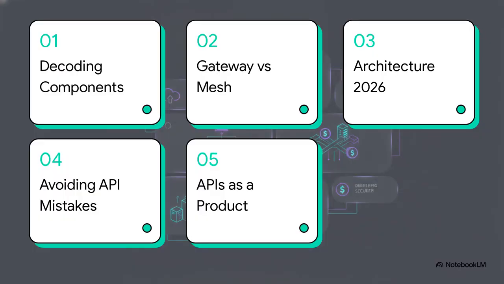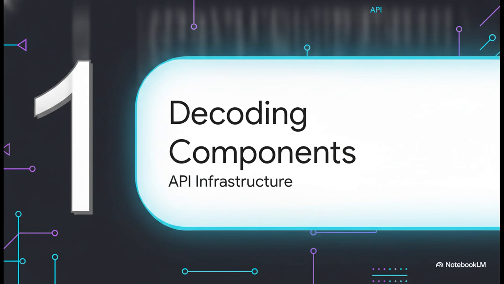Here's our agenda. 1. Decoding components. 2. Gateway versus service mesh. 3. Architecture for 2026. 4. Avoiding API mistakes. And 5. APIs as a product.